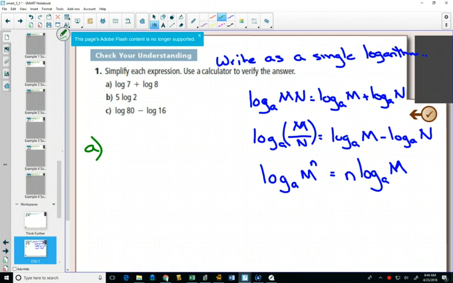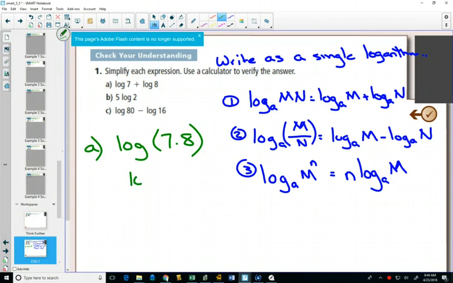And so since both of those bases are the same, we can multiply them together and use our first log law. I'm going to number these off to the side here. First one, second one, third one, just so when we're referring to them, it's easier. And 7 times 8 is 56. So we now have it as a single logarithm.